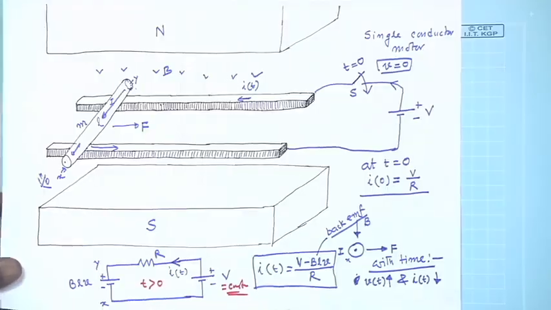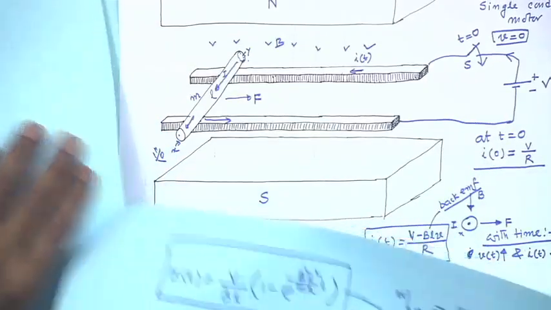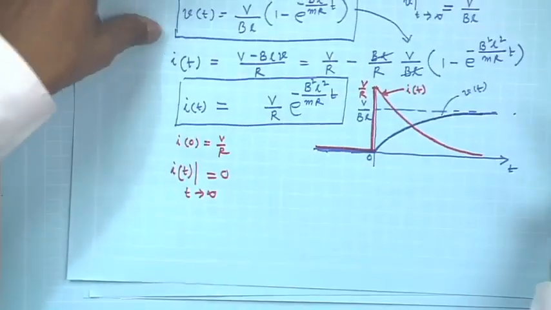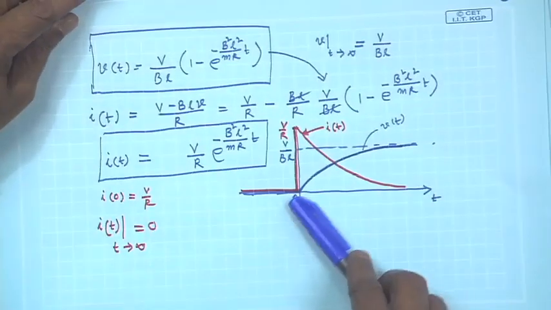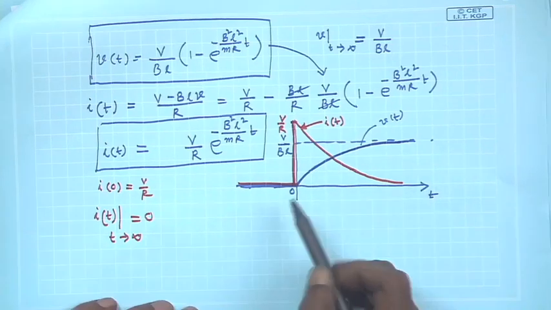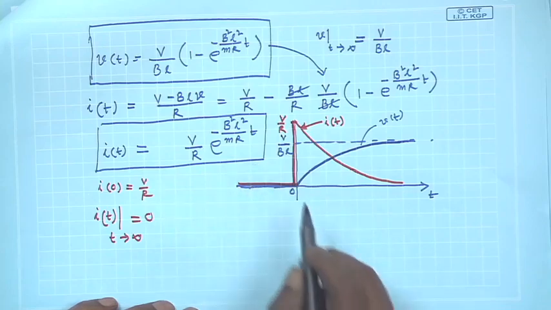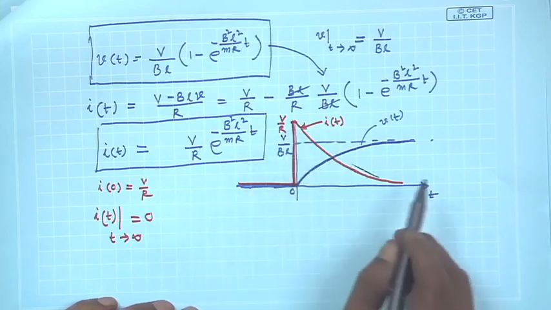We were discussing a single conductor motor. This was the configuration, and in my last class we got the final expressions of current and velocity in this fashion. The final value of the velocity will be V by B L, and the final current in the circuit will be 0.